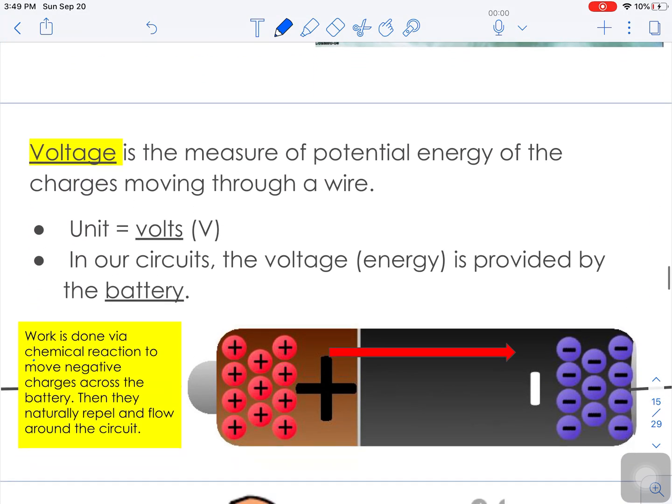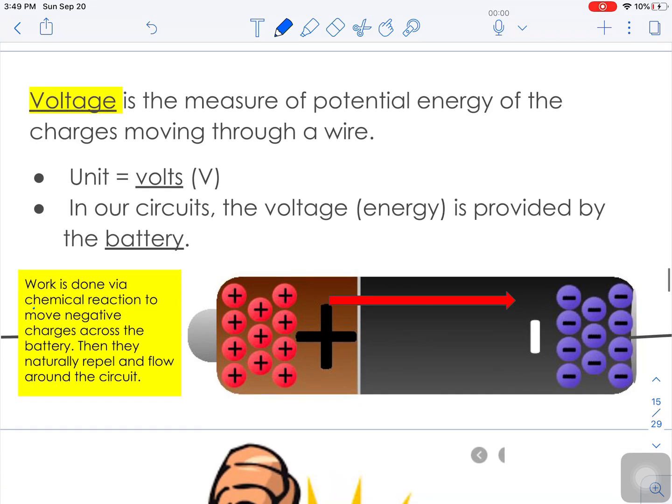Another term I use when I'm talking about current electricity is voltage. Voltage is a measure of the potential energy of the charges moving through the wire. I measure voltage in something called volts. And we're going to be building circuits Thursday and Friday. In our circuits, the voltage, or that original potential energy, is going to be provided by a battery.